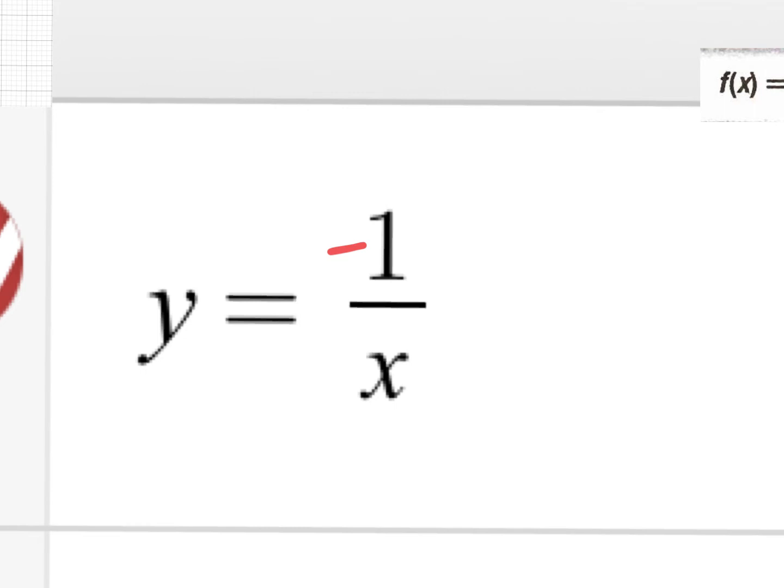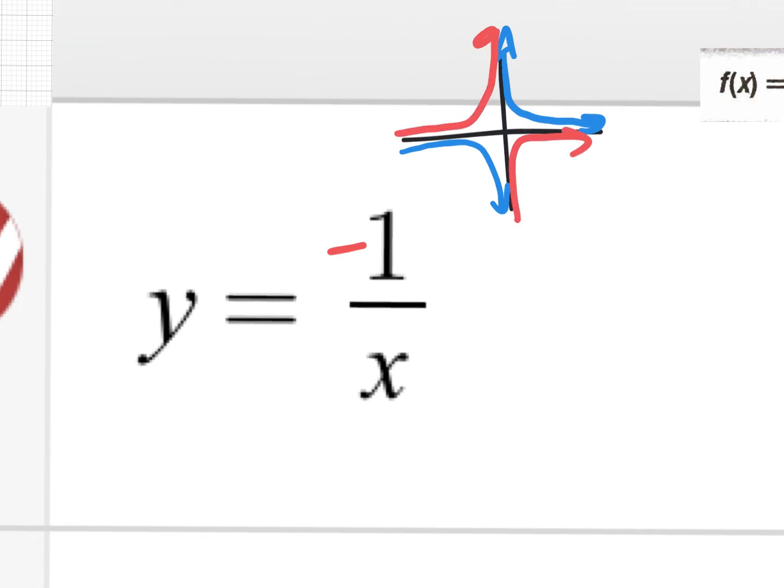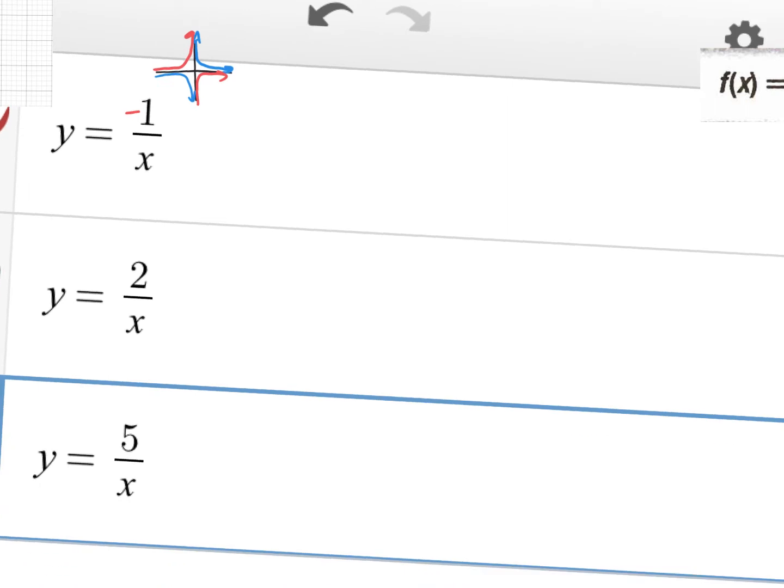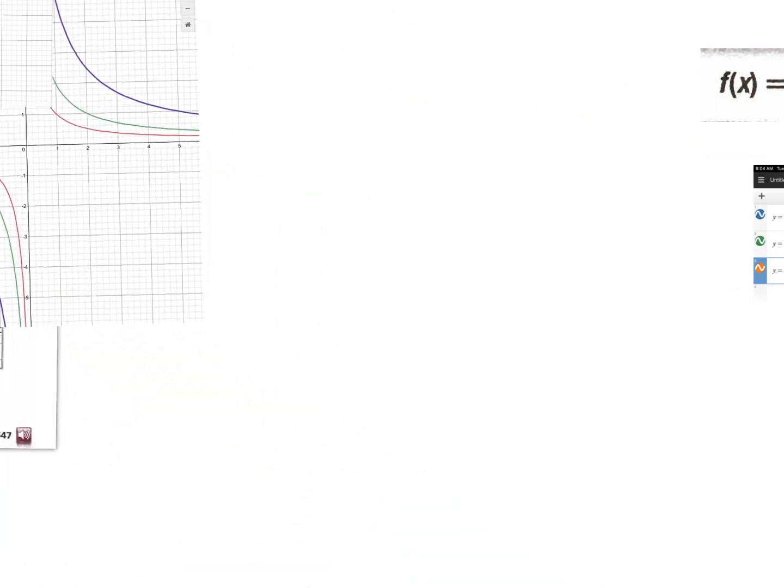So what used to open down here and over here, with that negative 1, it'll reflect over the x-axis, opening up there and down there. So the red one would be the reflection over the x-axis. Okay. Let me actually show you a picture of that.